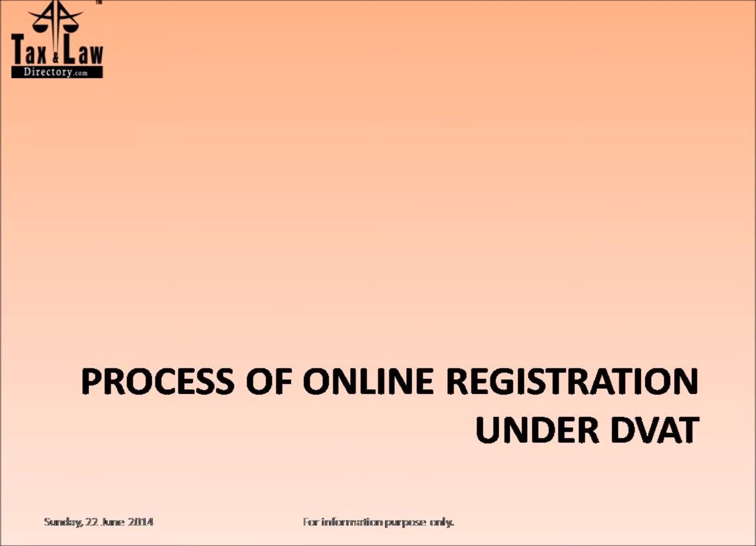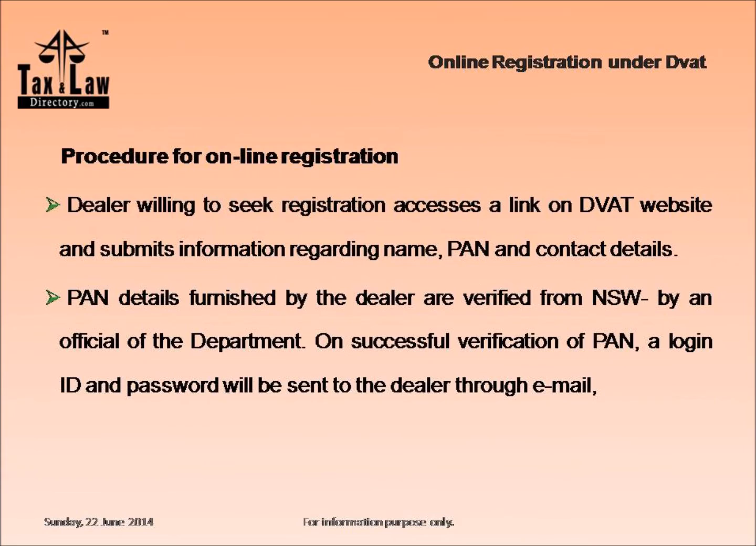Now let's firstly try to understand the process of online registration under DVAT. Process for online registration. Dealer willing to seek registration accesses a link on DVAT website and submits information regarding name, PAN and contact details. PAN details furnished by the dealer are verified from NSW by an official of the department. On successful verification of PAN, a login ID and password will be sent to the dealer through email.